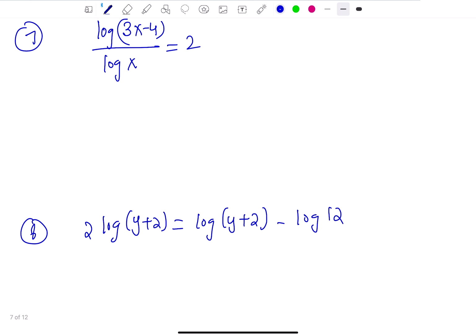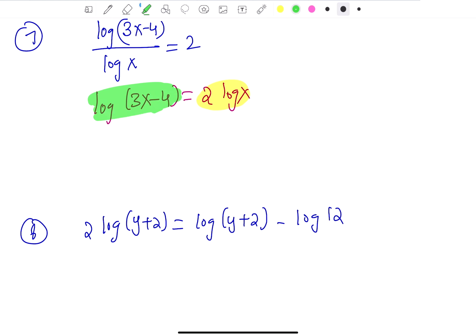Next problem, we don't have log of a quotient, but we have a quotient of two logs. So how do we handle this quotient of two logs? Let's see. We can go ahead and take log x to the other side. Now both sides have the log to the base 10, but on the right hand side I don't have the log term by itself like I have on the left hand side. So my goal is to get the log term by itself.